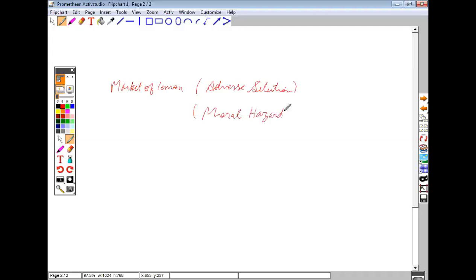Has anyone heard of this term, moral hazard? Yes, ma'am. This one is like, after taking out the insurance, people will behave in a careless way because they already have something insured. Exactly.